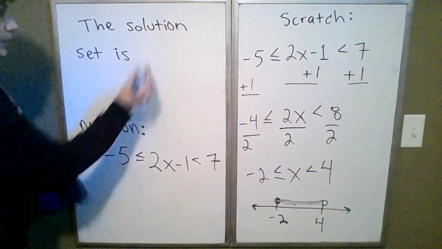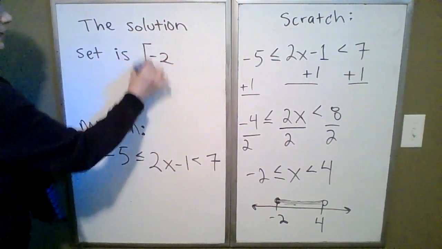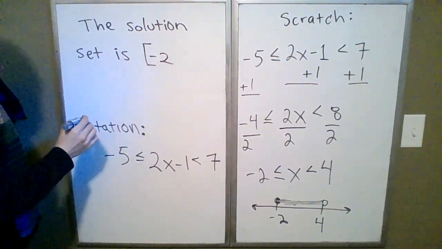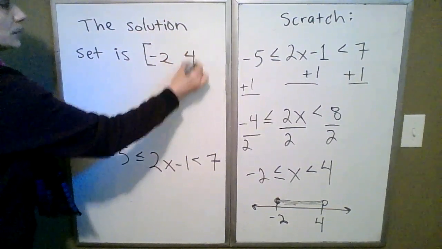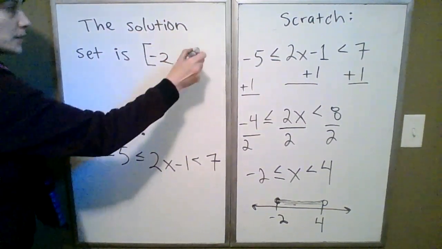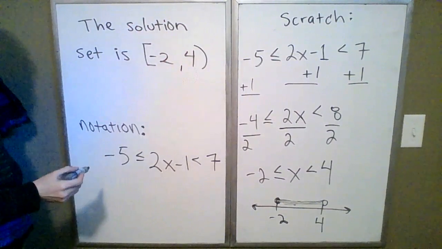It starts at -2 and includes that side. It goes over to 4. It's really, really close to 4, but never actually reaches 4. 4 is not included in the set.